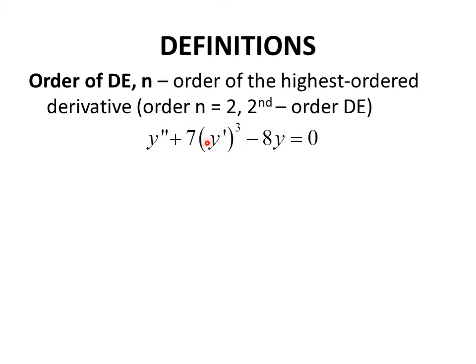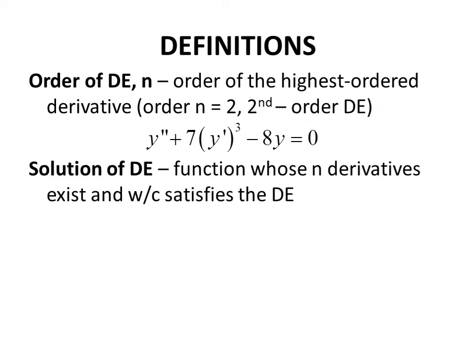So to determine the order of this differential equation, we have to look for the highest ordered derivative. In this equation, there are only two derivatives, the second derivative and the first derivative. Of course, between these two, the higher order derivative is the second derivative. So the order n of this equation is 2, and we can say that this differential equation is a second order differential equation.